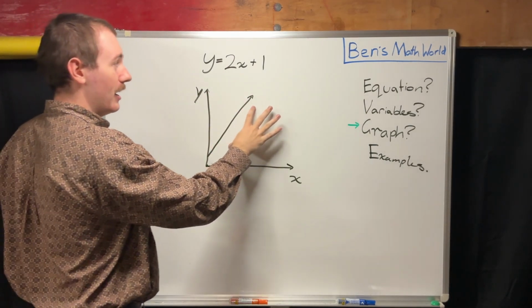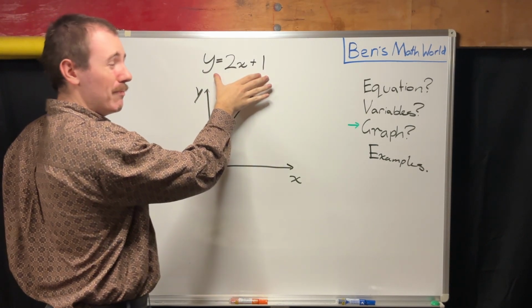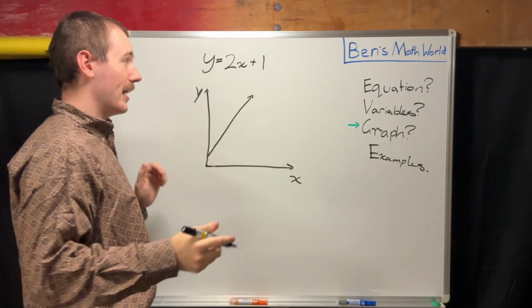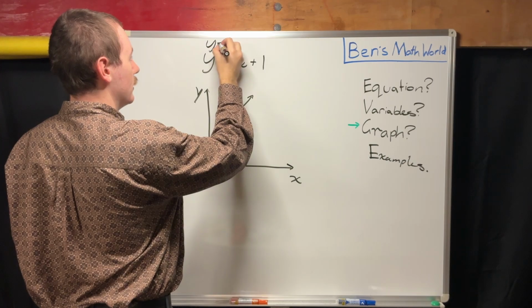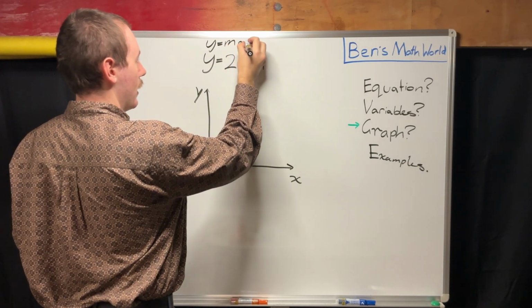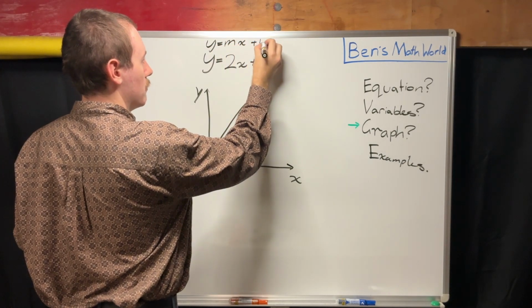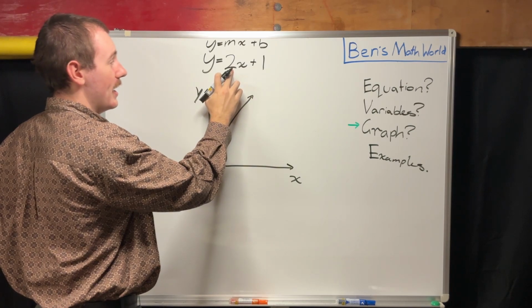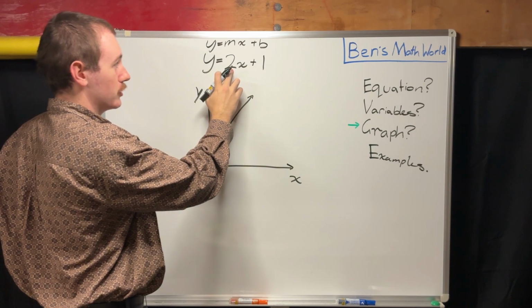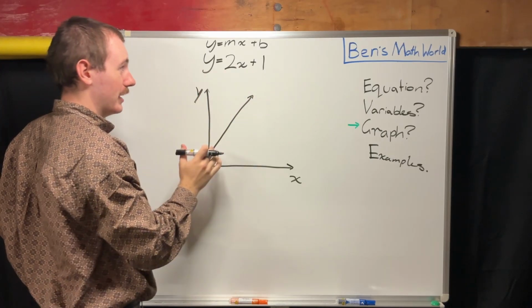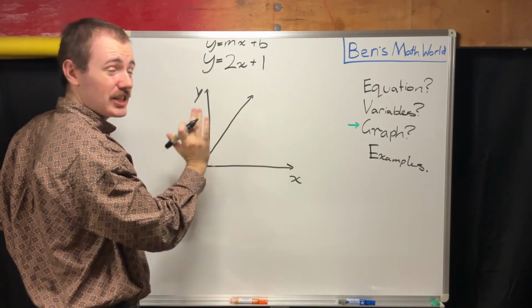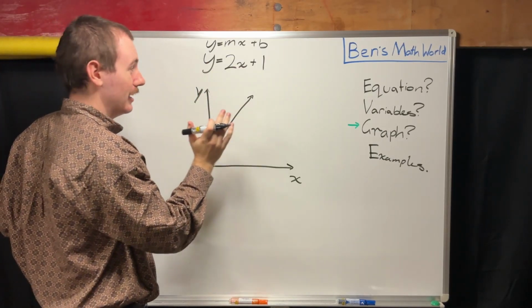And this line is actually represented by this equation. And all linear relationships follow this equation of y is equal to mx plus b. And in this case, m, the constant, is equal to 2, and b, the constant, is equal to 1. X and y are variable here. What m and b do is change how our linear line looks.